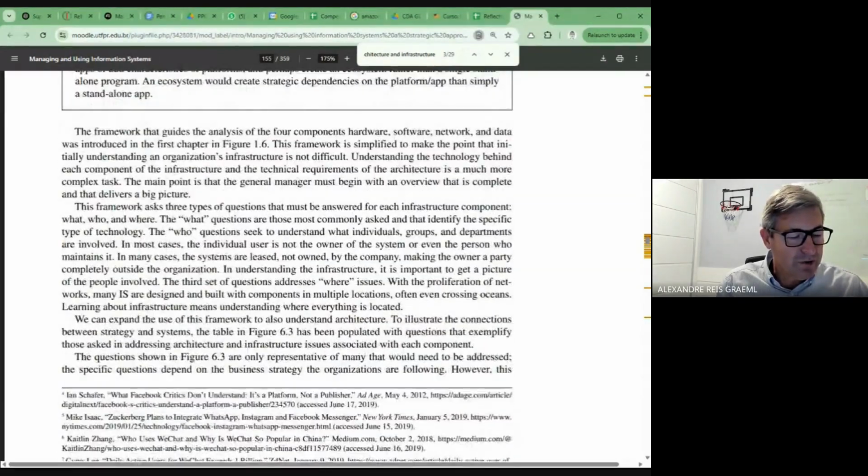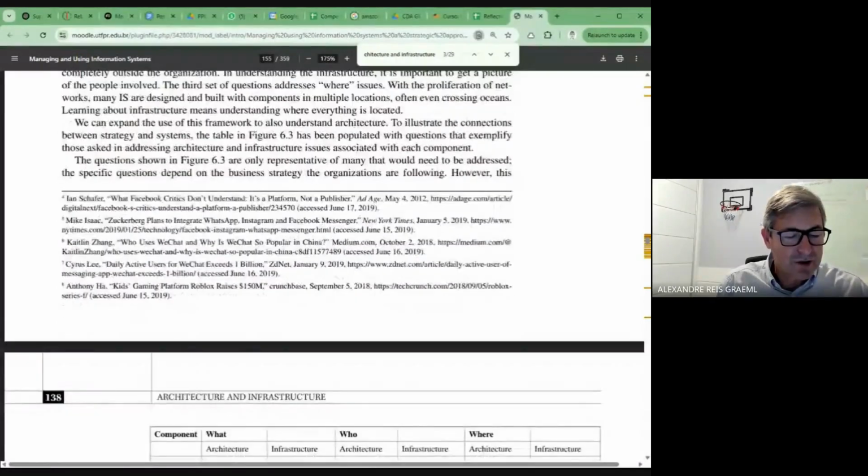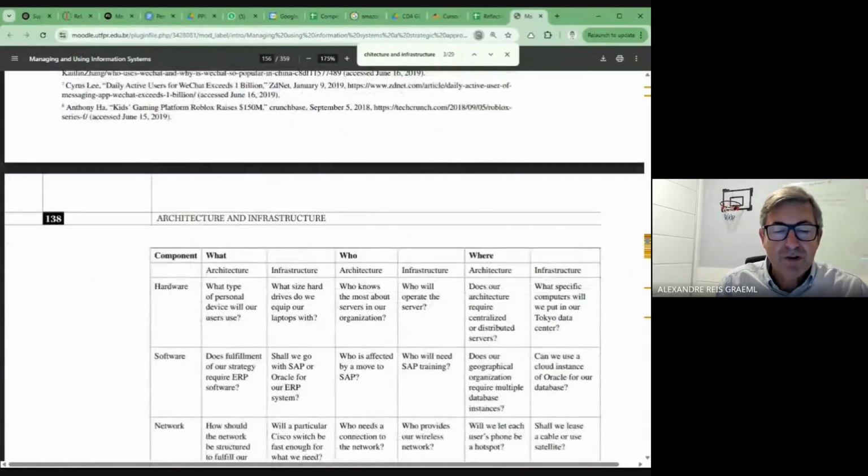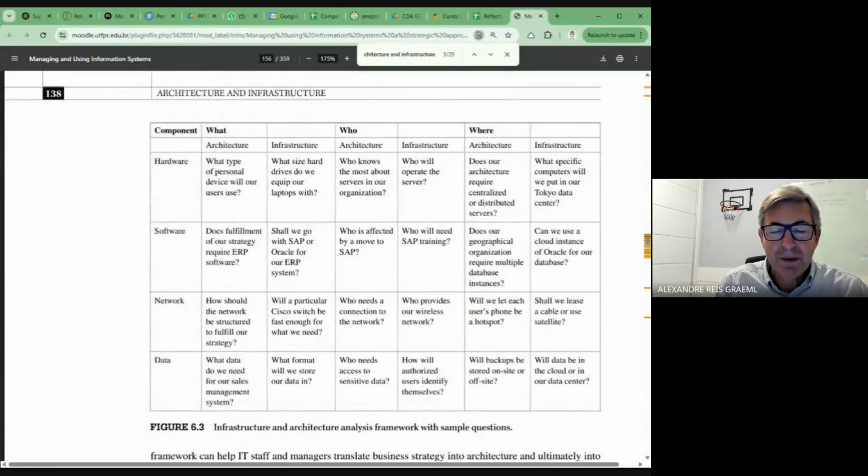in which they discuss the infrastructure and architecture analysis based on simple questions. So, for example, when you're thinking about the architecture that you're building and the resulting infrastructure, for example, with respect to hardware, you could ask, what type of personal device will our users use? You're thinking of the business, and then based on that, you will define the infrastructure, right? The actual hardware.